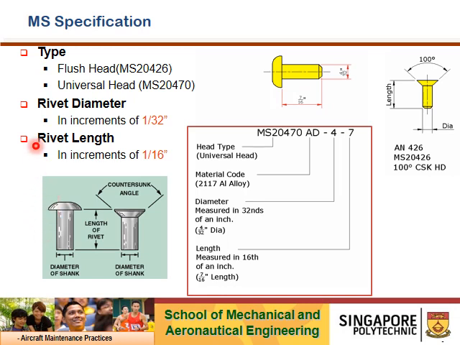MS specification, MS, military standard. How do you know whether the rivets are to the manufacturer's specification? The history of aviation, or where aviation started off, was from World War II. During World War II and onwards, the military is the one that manufactured aircraft, so they set the standard. So that's why there's an MS standard, military standard.